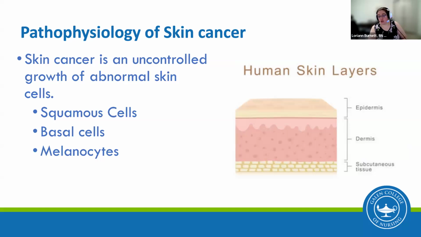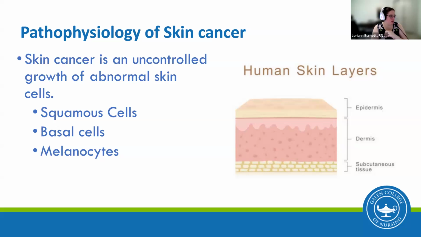So, our squamous cell tends to be in the dermis, basal is slightly below that, and our melanocytes is the melanin part, the deepest part of our skin. So again, we want to be able to know what they look like so we can treat it.